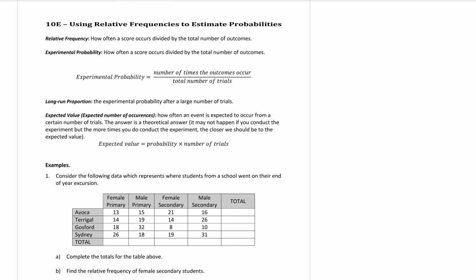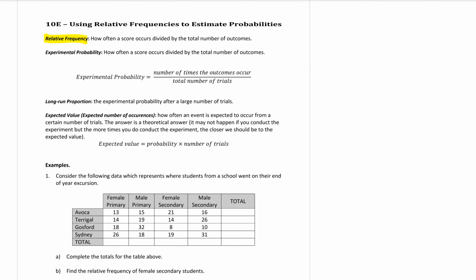So we have some terms at the top here that you need to be familiar with. The first one is relative frequency. Now relative frequency is a lot like probability. All it is, is how often a score occurs divided by the total number of outcomes. We've been doing that for probability, haven't we?